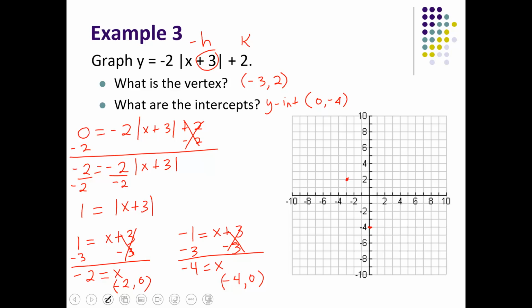So we're going to plot those two x-intercepts. -2, 0 is here, and then -4, 0 is here. We can see where the graph is going and just connect those points as best as you can. And that's graphing y equals -2 times the absolute value of x plus 3, plus 2.